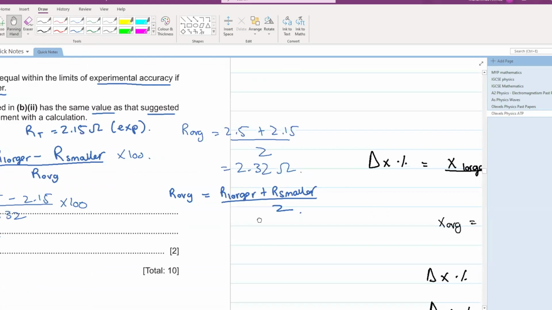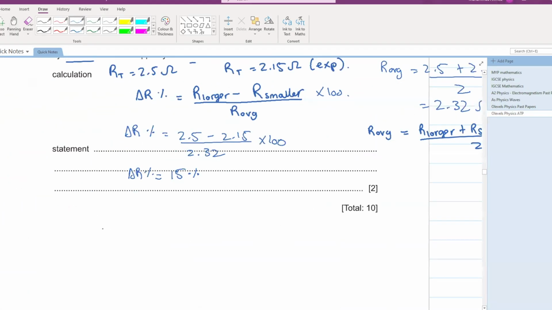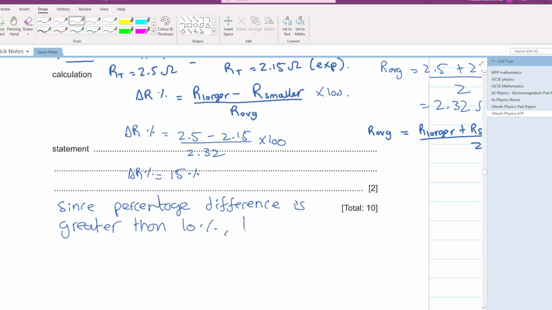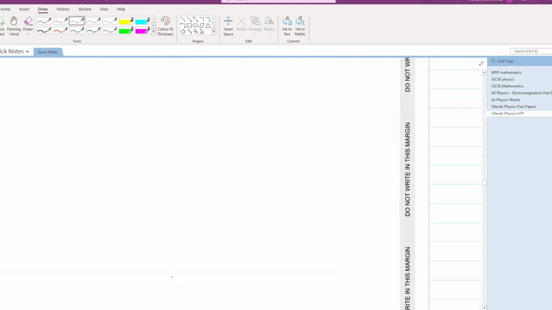Now, you can write this here. You can say, since percentage difference is greater than 10%, the values are not the same. Simple as that, nothing complicated. If you have any questions, you can ask right now. Let's further move ahead to the next question.